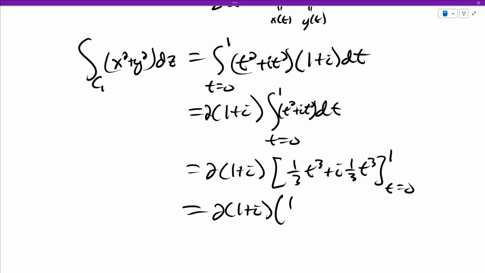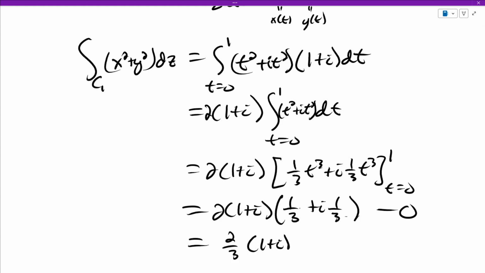So let's plug in our 1. When you plug in 1, you just get the coefficient. So we get this. Oops. And then I will emphasize that when we plug in 0, we get 0. Okay, we can make this look a touch better, I think. There's a 1/3 in both those terms. And when we pull out a 1/3, we're left with a 1 plus I. So there's actually two 1 plus I's.